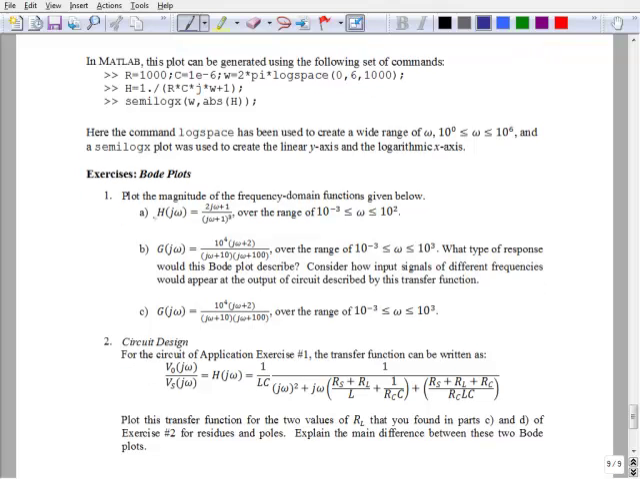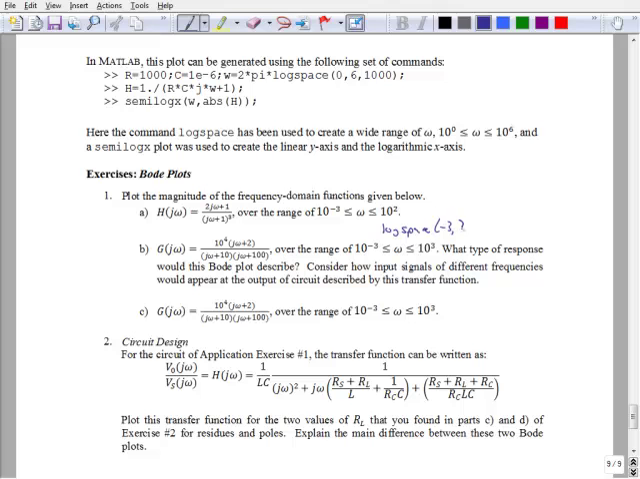And then you can type in your g using j omega, and then you can calculate your g at every value of omega, which is defined by that log space function. So this last part is using the transfer function of the circuit from application exercise number 1, the same circuit given above.